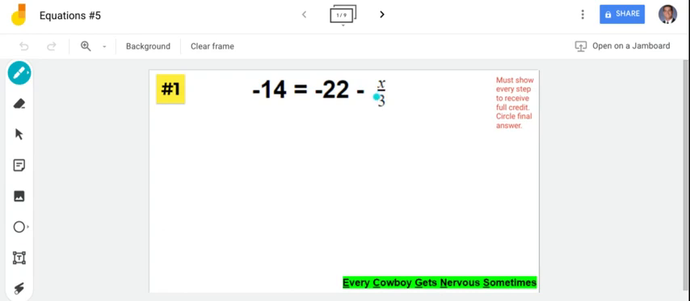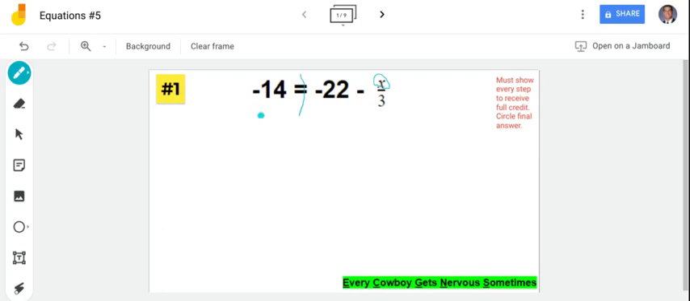Step 3, get the variable on one side of the equal sign. Well, here's my equal sign. On the left side, there's no x. On the right side, there's an x right here. And so my variable is already on one side of the equal sign. And so since it's on the right side, I need my numbers on the left side. So this number right here, negative 22, I need to move it to the other side.